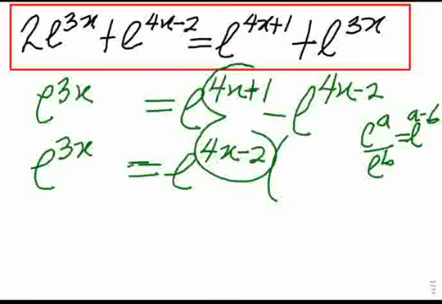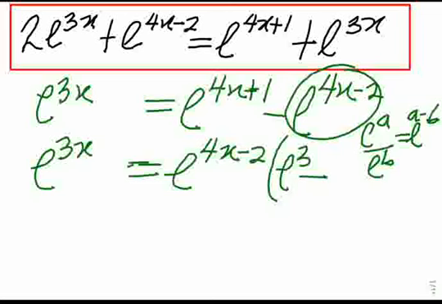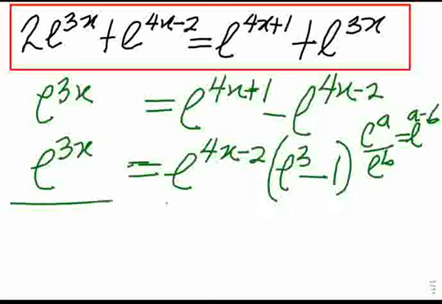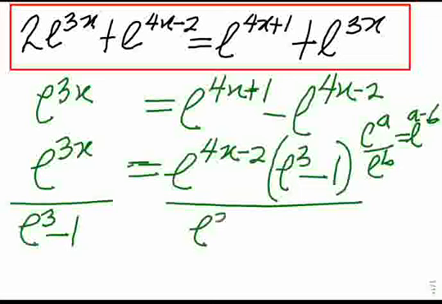We are simply subtracting the powers. So 4x+1 minus (4x-2) will give what? e^3 left there. Dividing this by my HCF will give what? 1. What do we do next? I want to get rid of this term from here. In that case, I am going to divide both sides by e^3 minus 1, so that this cancels this.